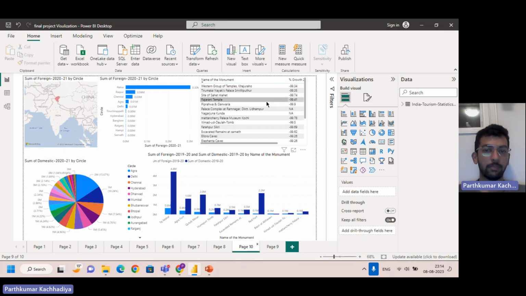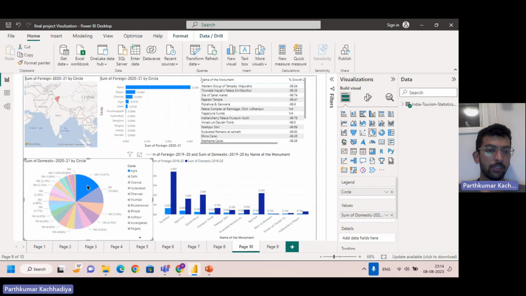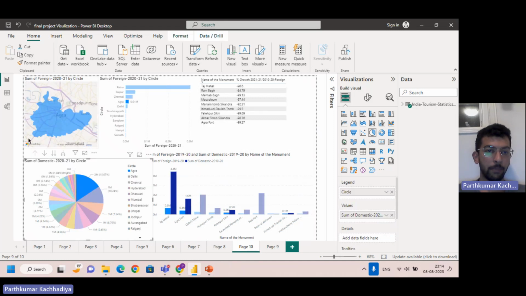For example, this is my dashboard. I have made it. If I want to see especially Agra, and I click here on Agra, it shows everything: Agra's map, how many foreigners went to Agra in the 2020 one-year cycle, and what are the monuments inside Agra, like Taj Mahal, Ram Bagh, Mehta Bagh. There are lots of them, and these are the highlighted things. It's all about Agra Fort and the monuments inside Agra.